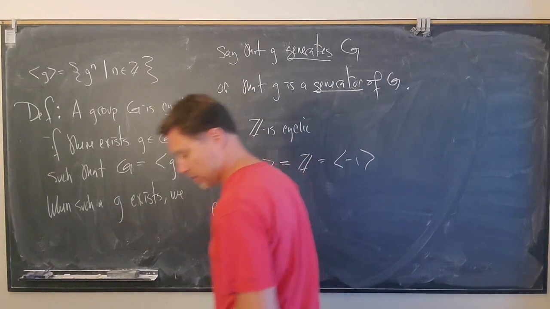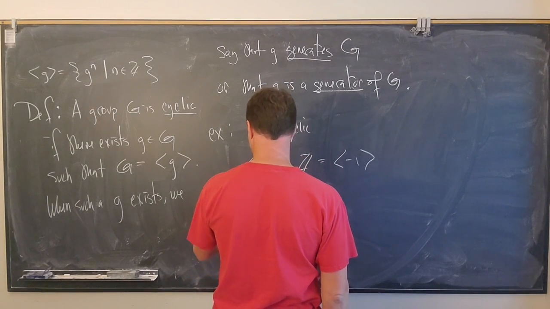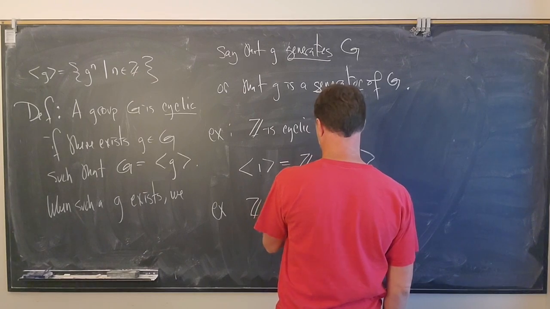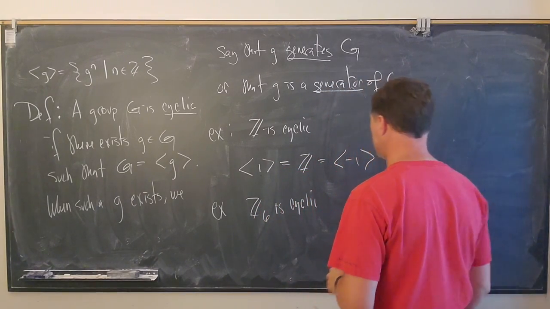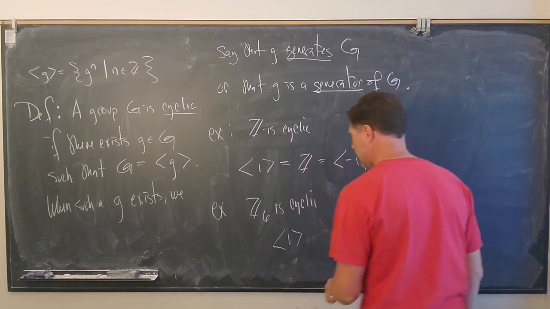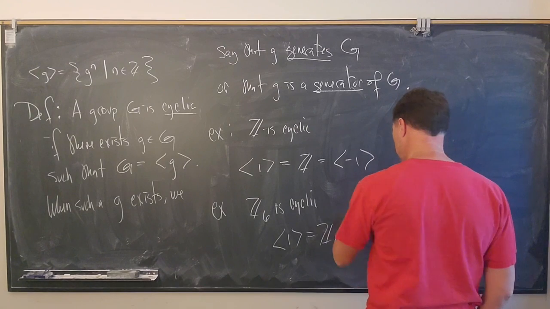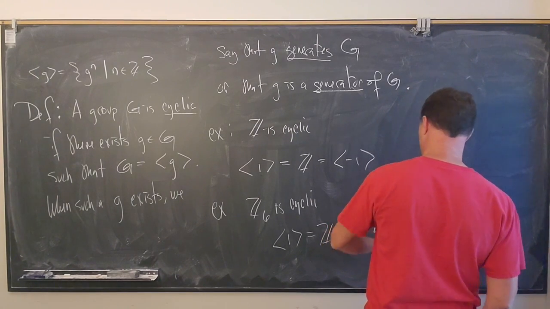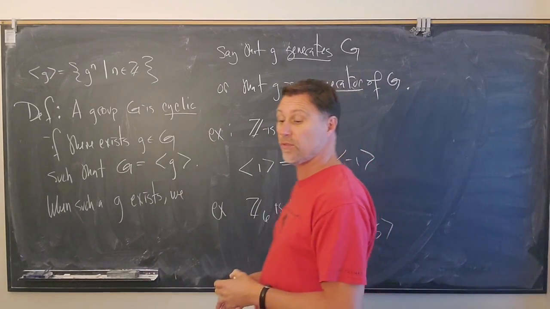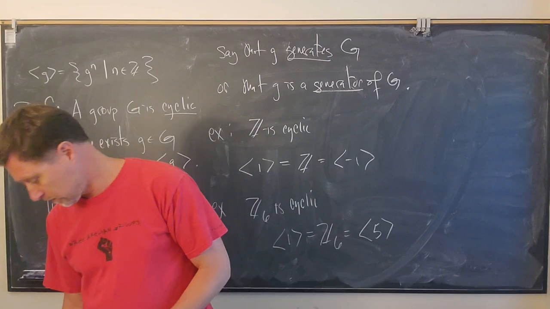Another example, who else? How about Z6? Z6 is cyclic. And who are some generators? Well, 1 is a generator. Another generator is 5, so 5 plus 5 plus 5. If you look at all possible sums that you can do with 5 and its inverse, that will fill out all of Z6.